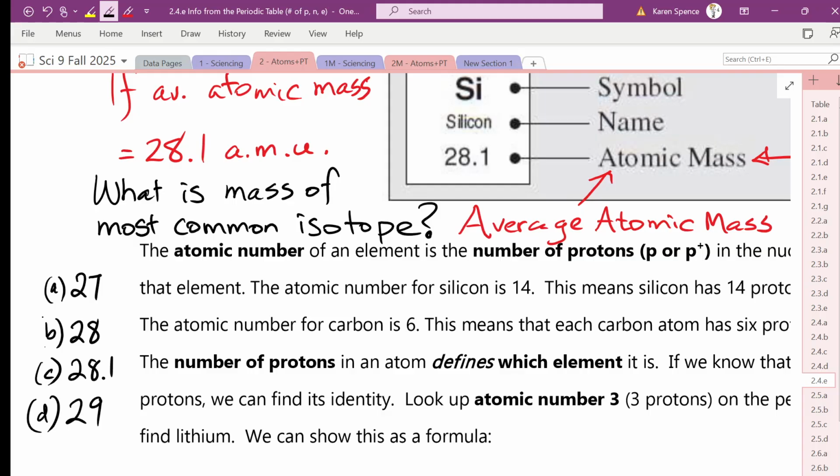Okay, show me B. This is B. And everyone should be able to do C because it's really easy. And then D is more difficult.